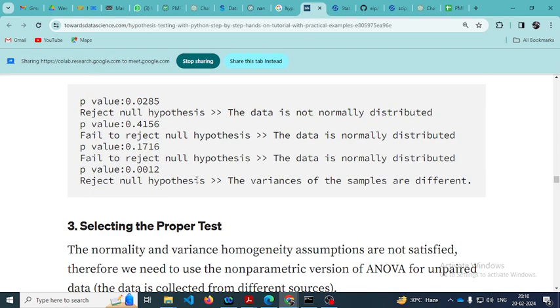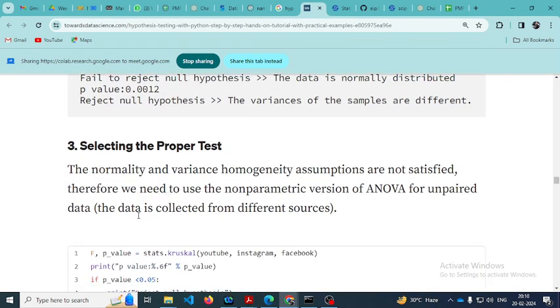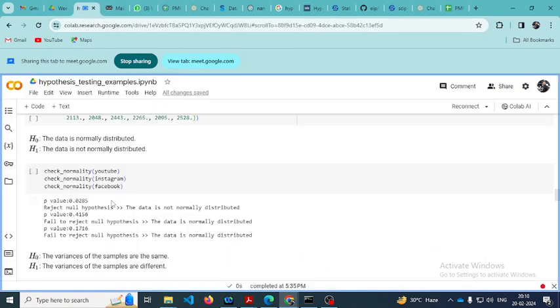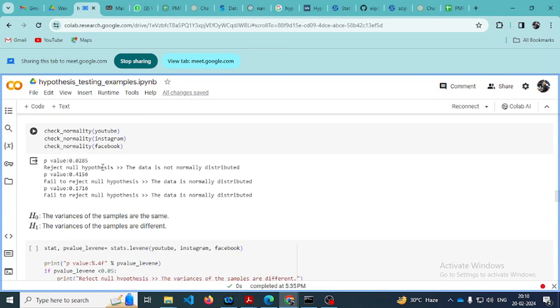Then you check the variance values, okay. Then you can select the appropriate test. Like in previous examples, I am going to check my normality by passing the YouTube customers data, okay. Then you will get some p-value.